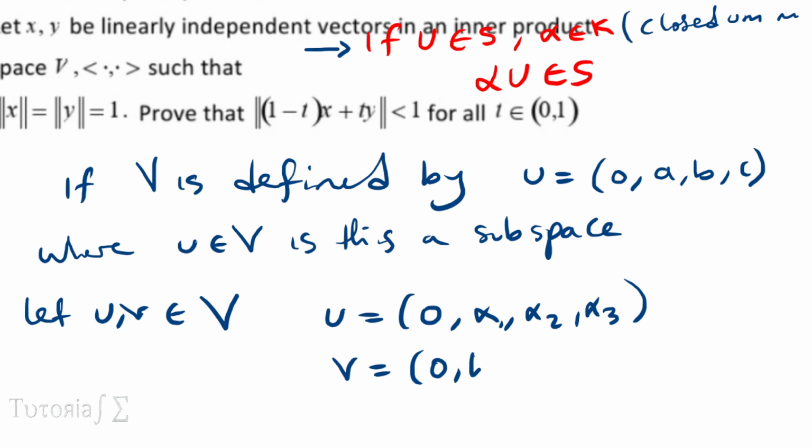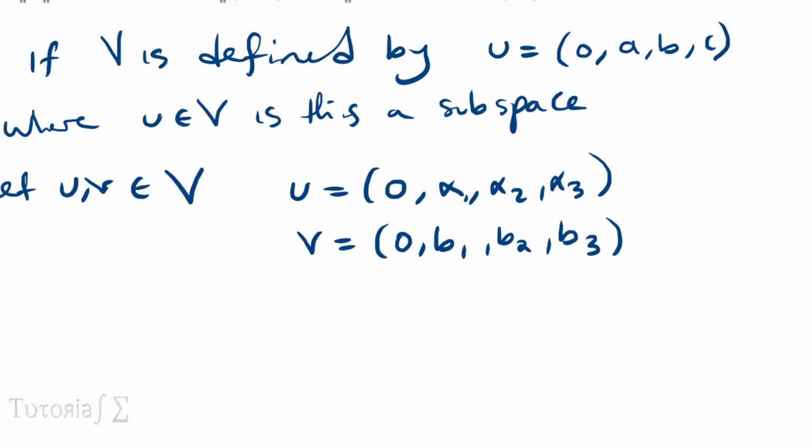Then here there can be any other scalars, beta 1, comma, beta 2, or beta 2, comma, beta 3. Okay, now if we add these two, u plus v, are they going to maintain this definition? So that is what we are asking ourselves. So we add, we see that we're going to have this plus 0, it will just be 0, right? Comma, this plus this, that will be alpha 1 plus beta 1, comma.